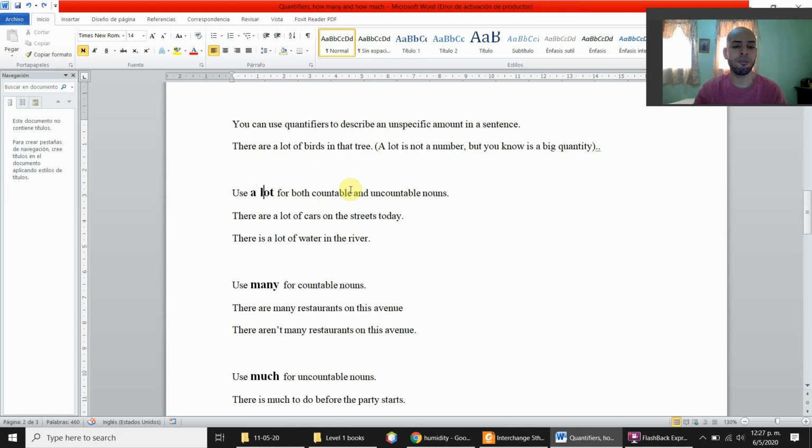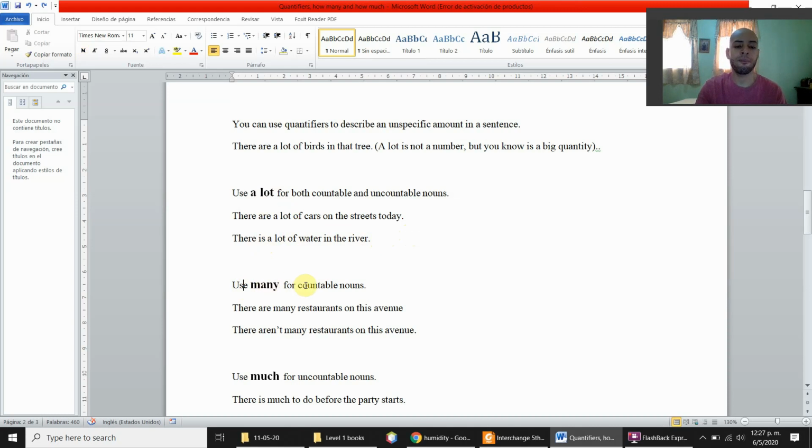Use a lot for both countable and uncountable nouns. A lot is like a big number, not being specific with percentage, but a big number. There are a lot of cars on the street today. There is a lot of water in the river. Again, a lot is like a big amount, a big quantity.